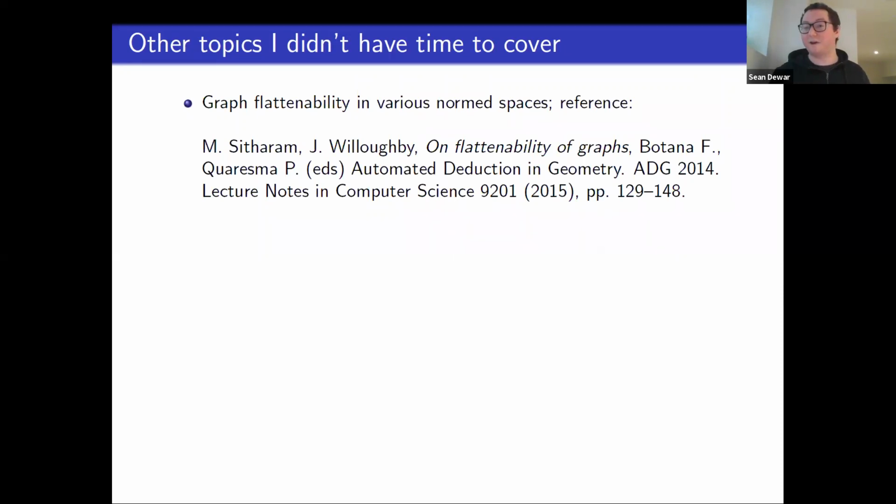Graph flattenability in various norm spaces. So you have a framework in n dimensions, and you want to flatten it down into d dimensions. Is this always possible? This is a very different study. It uses very different ideas. In fact, the Euclidean and the non-Euclidean results tend to just be the same, except in the L infinity case. So it's a very different sort of thing. There's a reference here for that.